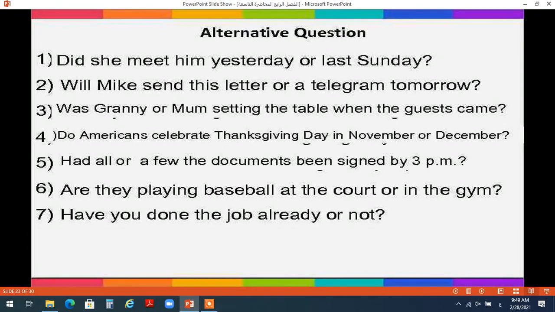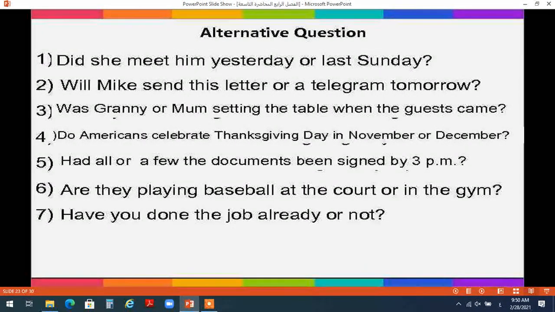Again, as you see here, some other examples of alternative questions giving different alternatives about different things. Number one, did she meet him yesterday or last Sunday? So here there are two alternatives. Either she met him yesterday or she met him last Sunday. Number two, will Mike send this letter or a telegram tomorrow? So there are two options here, that either Mike will send this letter or Mike will send a telegram tomorrow.